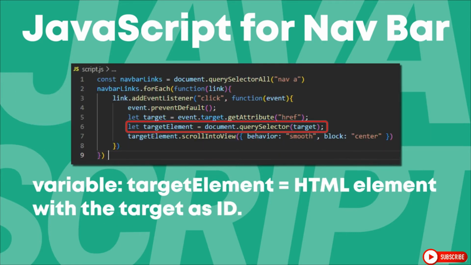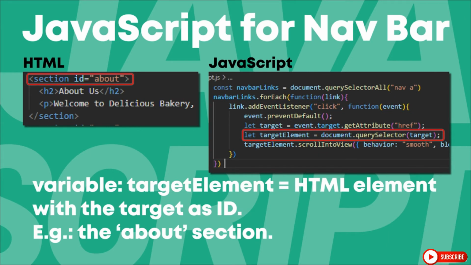And then the next variable that is created is the targetElement variable. This again, as we saw in the beginning, uses the querySelector, but this time it does not have All behind it, so it only selects one element of our HTML code. And what it will select is the section that is referred to in the specific link in the navbar by using the target variable that was created one row up.